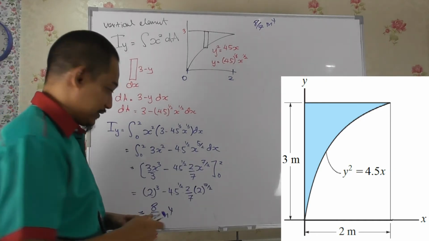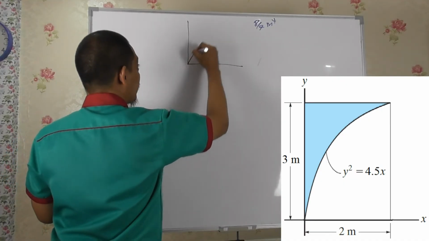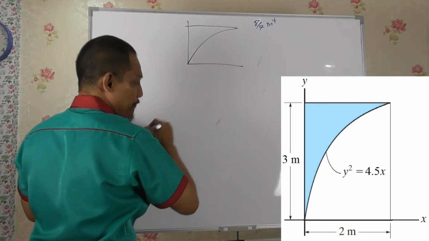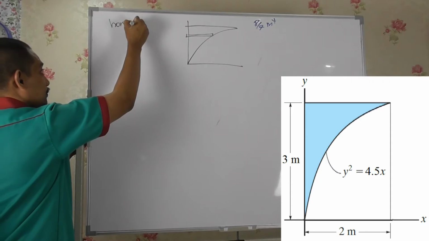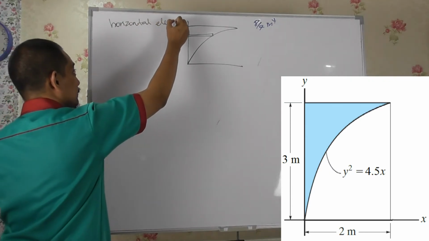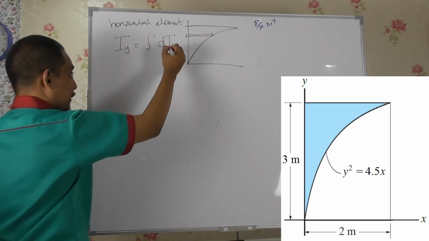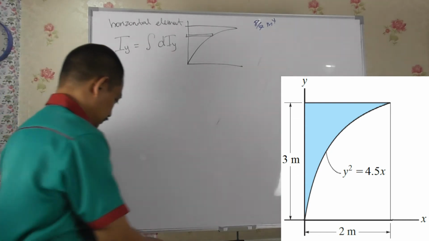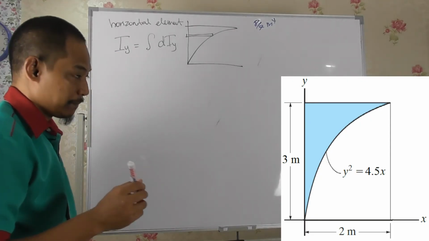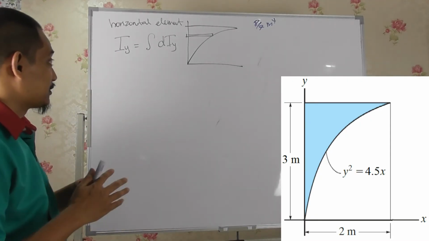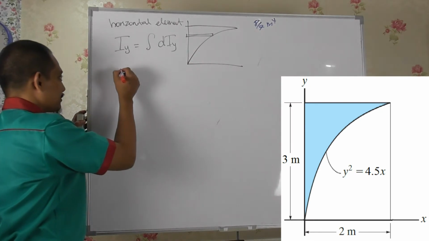Okay, now we go to part C. We have to erase this one first. So right now what we are doing is the same area, but we have to use a horizontal element for Iy. So with the horizontal element, Iy will become integration of dIy, right? In the lecture video, I have derived this. Normally we already memorize it, if you have done enough practice for this kind of shape.